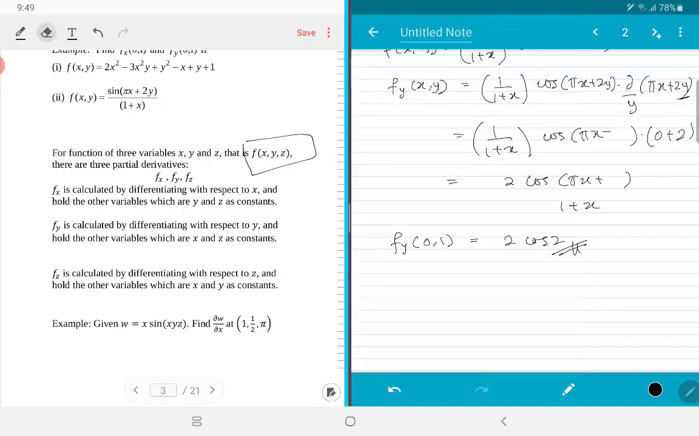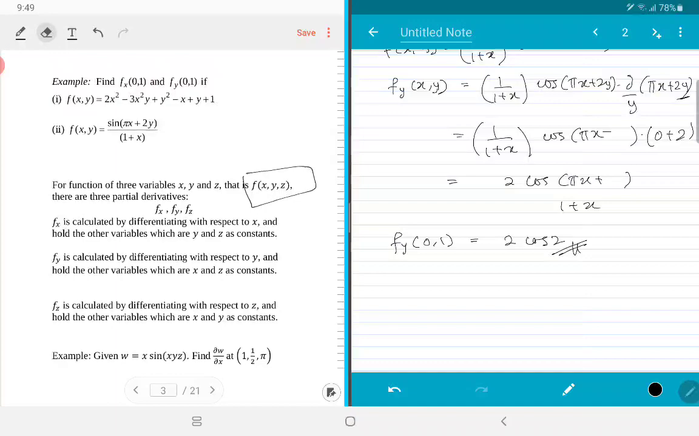And if you differentiate partial f partial y, you hold the other variables, which are x and z, as constant. And similarly, partial f partial z, you differentiate with respect to z, you hold the other variables, which are x and y, as constant.